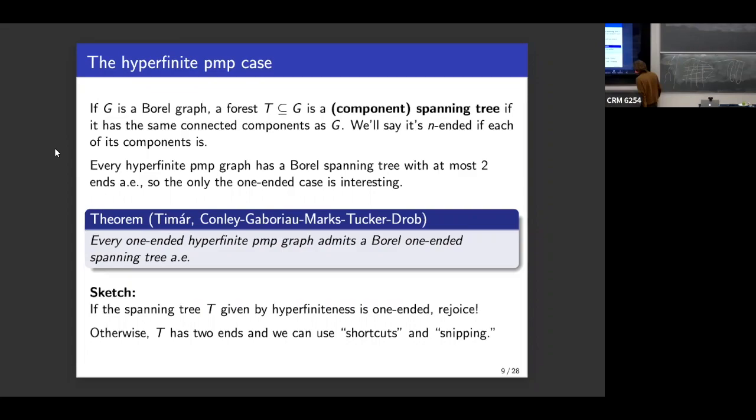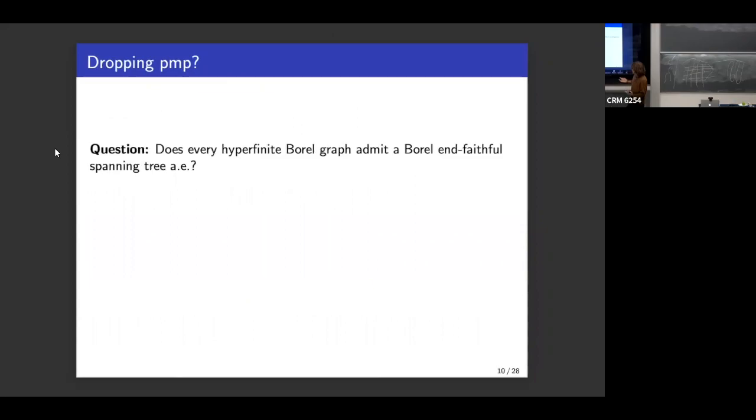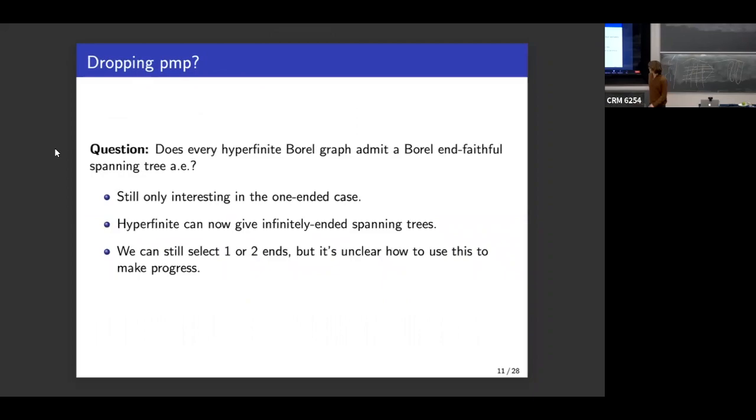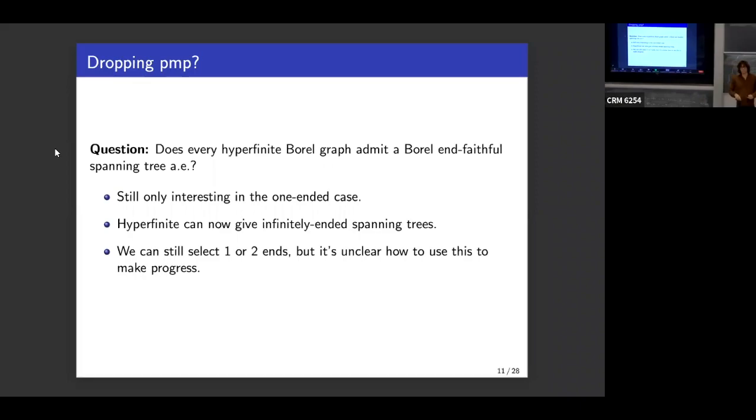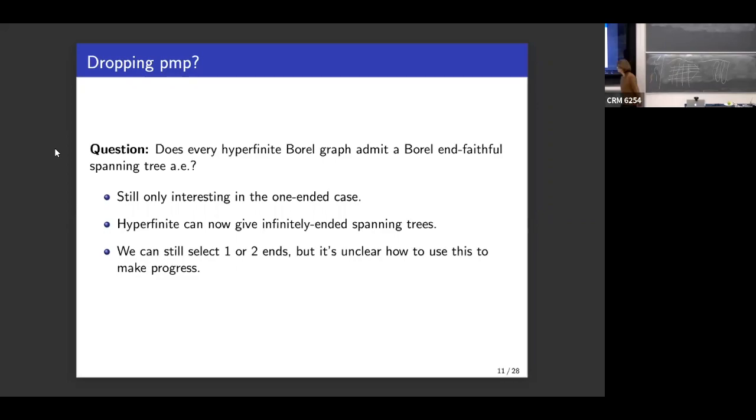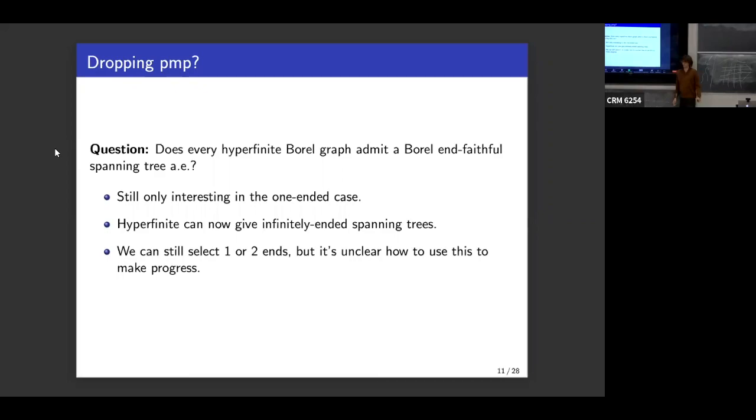And the natural question is, can we do something similar if we drop the PMP condition? So does every hyperfinite Borel graph admit a Borel end-faithful spanning tree almost everywhere? First, I'll mention that this is still only interesting in the one-ended case. If I'm two-ended, then I can build by hand the two-ended spanning tree without that much work. And if I'm infinitely ended, then any of my spanning trees automatically have infinitely many ends, so I don't really have to do anything. So again, the one-ended case is the thing we're interested in.